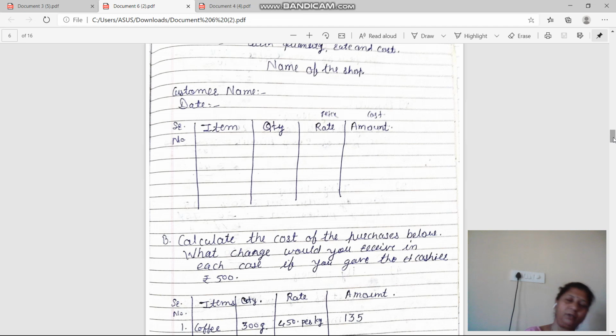Story sums, just look back, look around, because if there is any story sum, it may be for maximum 2 marks, and it is a little one, so you have to just read carefully and you can solve within 1 or 2 minutes.